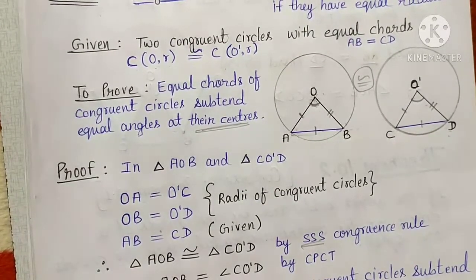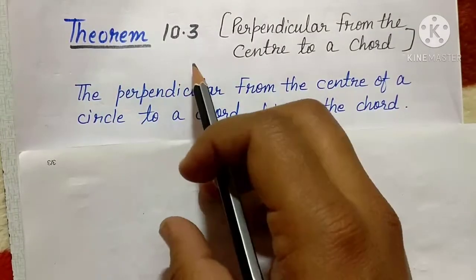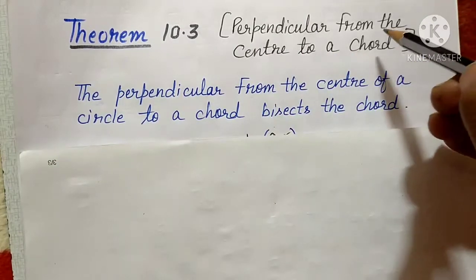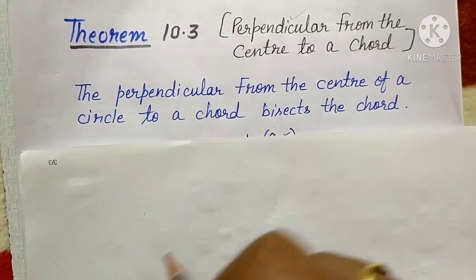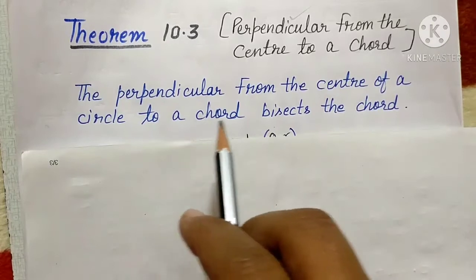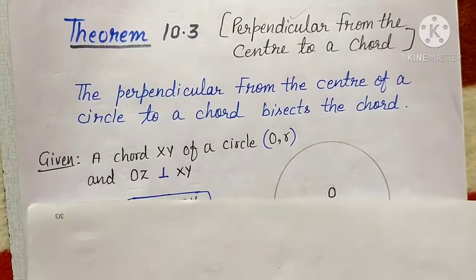Now move forward to other theorems. So now we are moving towards theorem 10.3, which is about the perpendicular from the center to a chord. We are going to learn about this. So what does this theorem say? Just read it. The perpendicular from the center of a circle to a chord bisects the chord. Bisect means dividing into two equal parts.